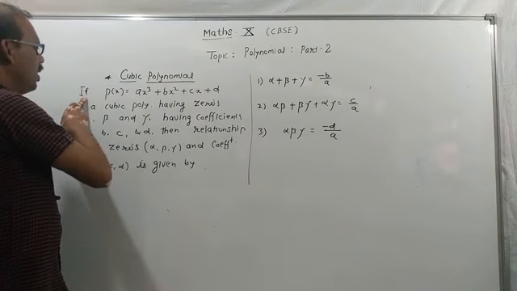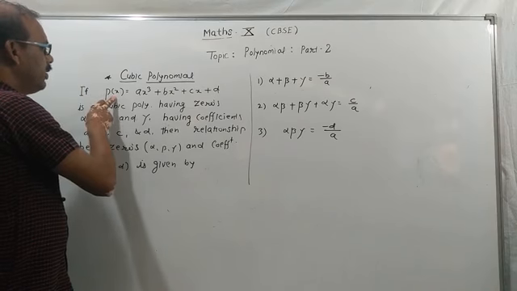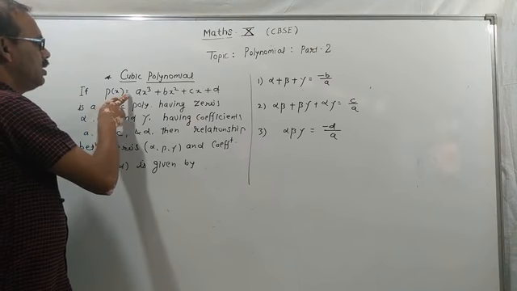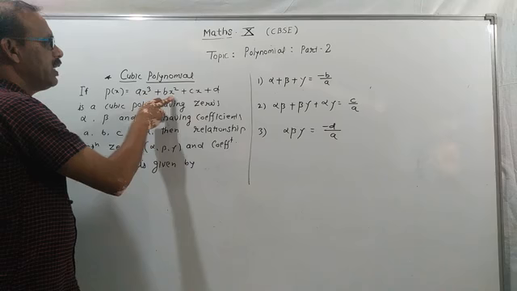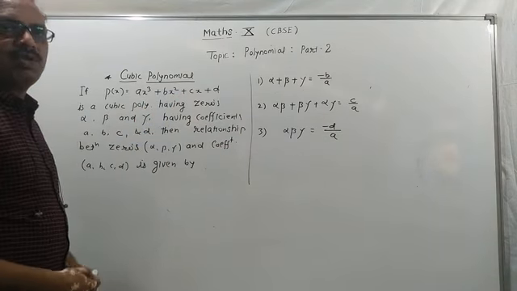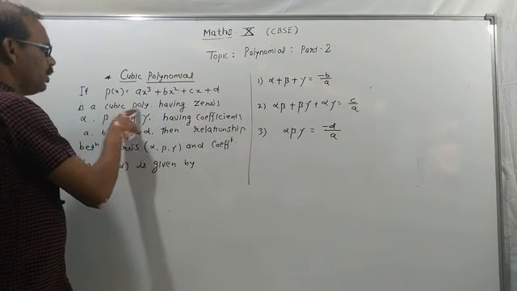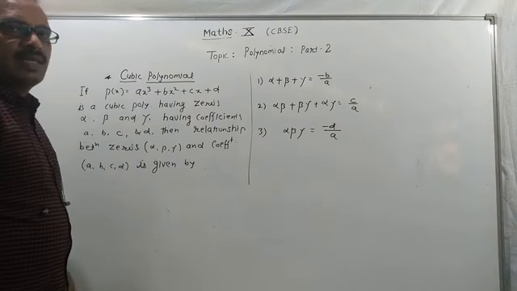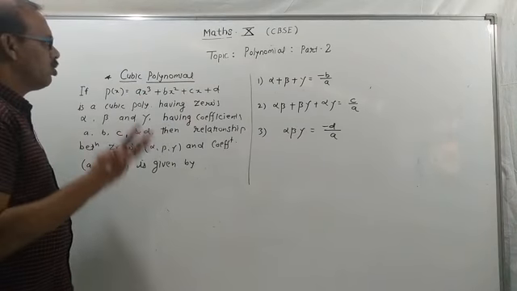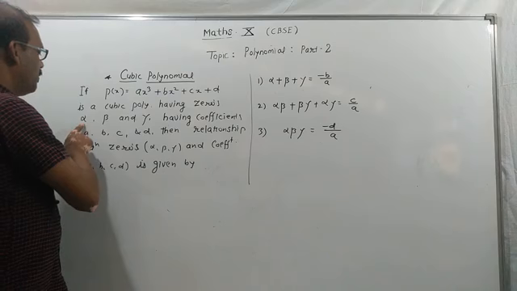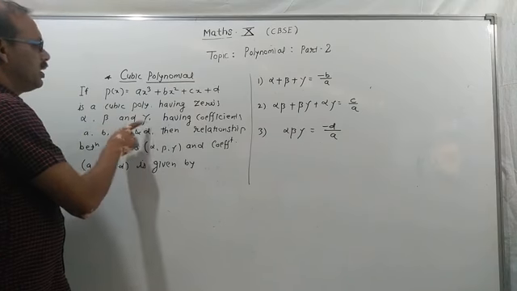Now, if given polynomial p of x is ax cubed plus bx square plus cx plus d, this is a given polynomial which is said to be the cubic polynomial having degree 3. Therefore, the number of zeros are also said to be 3. That number of zeros are represented by alpha, beta and gamma.